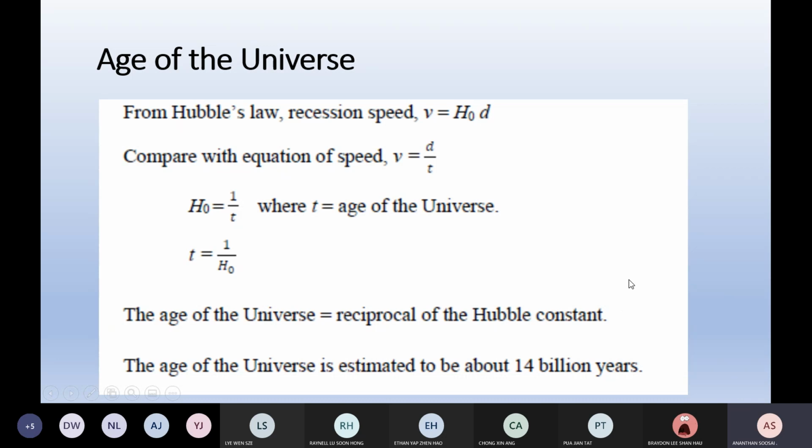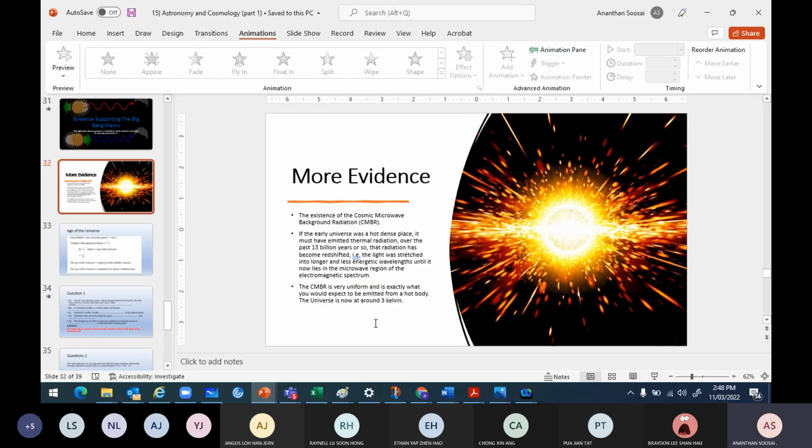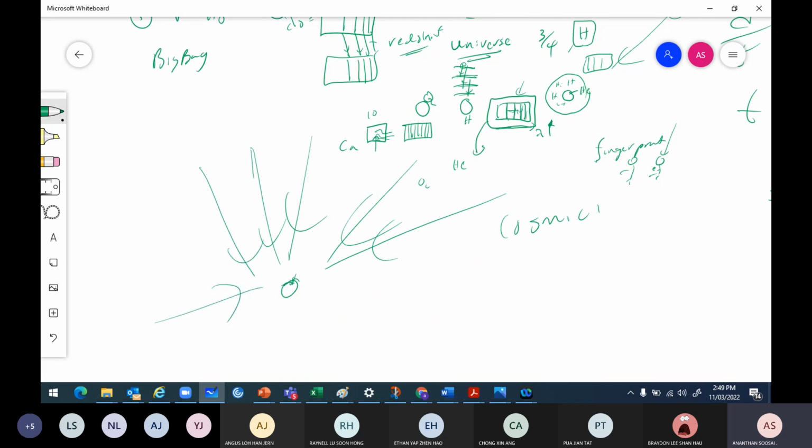Sir, can you explain the cosmic microwave background radiation as well? Yeah, okay, this one. You have met background radiation since your O levels, right? So we found that on the Earth, from the surroundings, we are receiving cosmic rays from the universe, out of space.